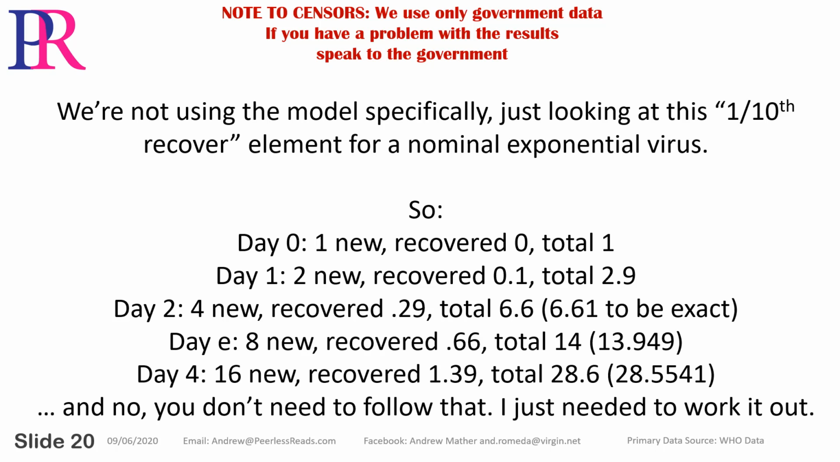So, day 0, 1 new, recovered 0, total 1. Day 1, 2 new, recovered 0.1, total 2.9. Day 2, 4 new, recovered 0.29, total 6.6. Day 3, that would be 8 new, recovered 0.66, total 14. Day 4, 16 new, recovered 1.39, total 28.6. And no, you don't need to follow that, I just needed to work it out.